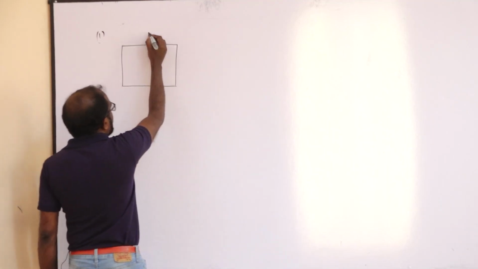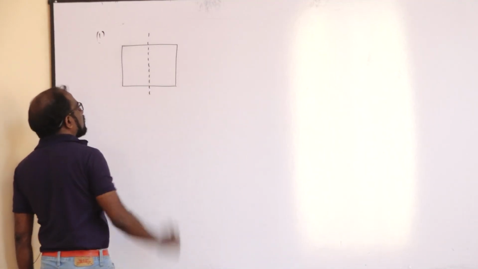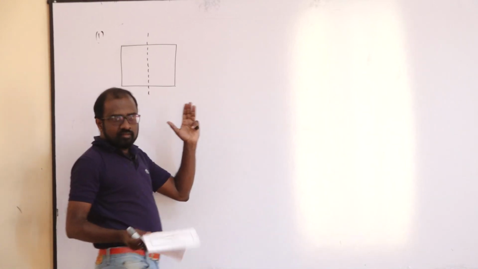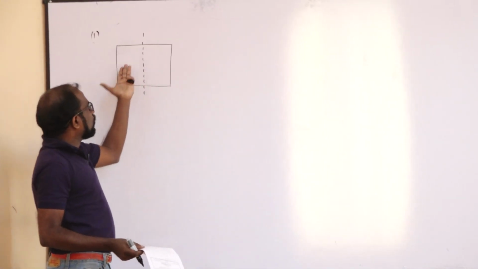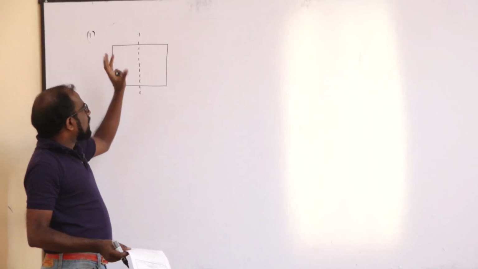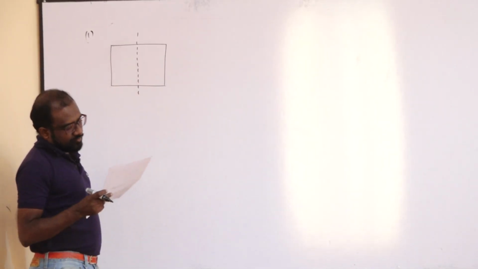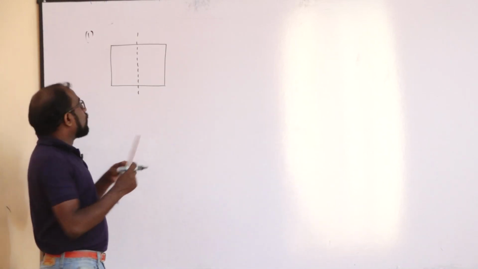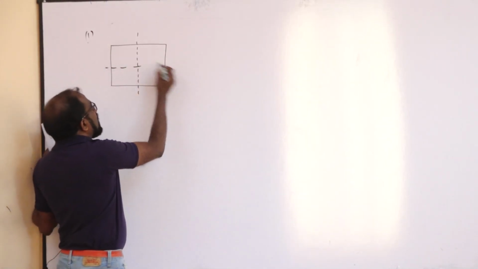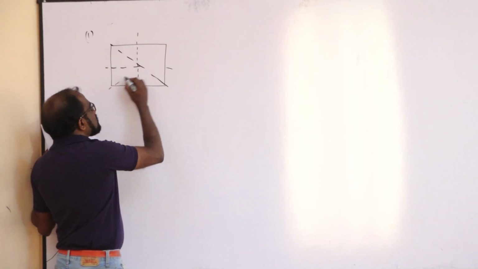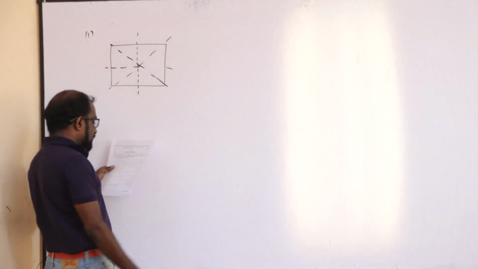When you fold the figure over a straight line, one part should coincide with the other. Then you have bilateral symmetry. Square has got 4 axes of symmetry. So square is a bilateral symmetrical figure.